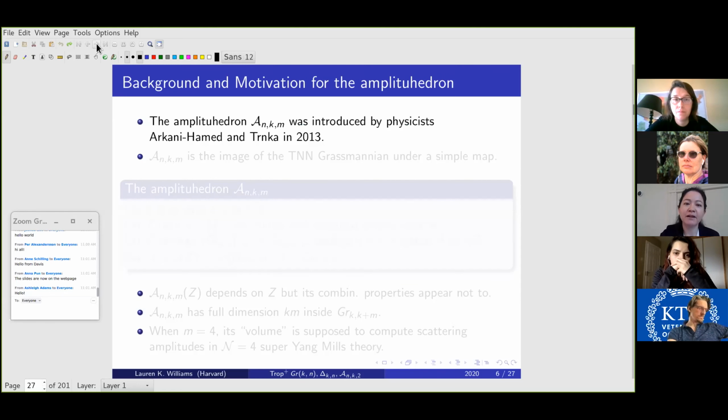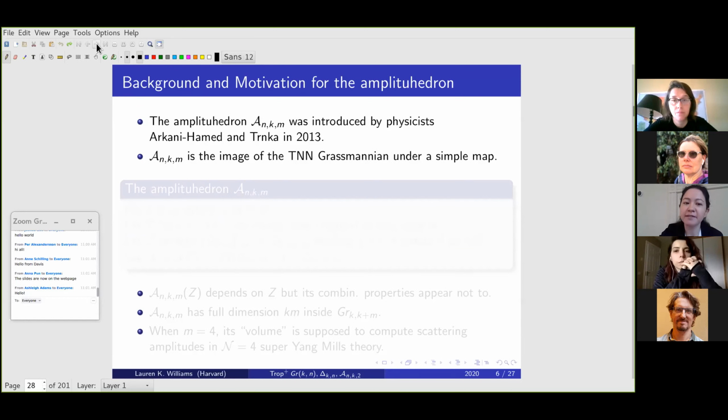Okay, now let me tell you about the amplituhedron. The amplituhedron, A sub nkm, is indexed by 3 positive numbers, n, k and m. Like I said before, it was introduced by Arkani-Hamed and Trnka in 2013. And it's defined quite simply, actually. It's the image of the totally non-negative Grassmannian under a simple map. So let me tell you what that map is.